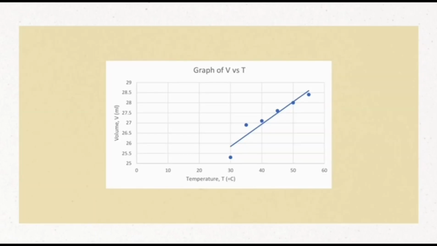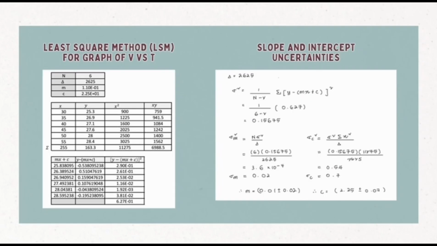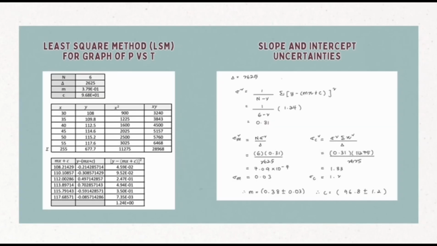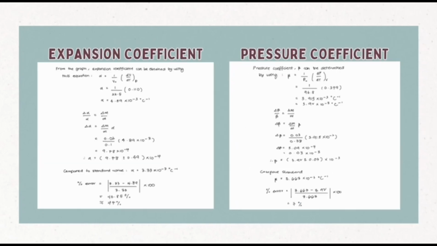Next, graph of V versus T. It also shows that it is a linear graph. This is the LSM for the graph. Slope and intercept uncertainties. Graph of P versus T, also showing that it is a linear graph. This is LSM for graph of P versus T and slope and intercept uncertainties.